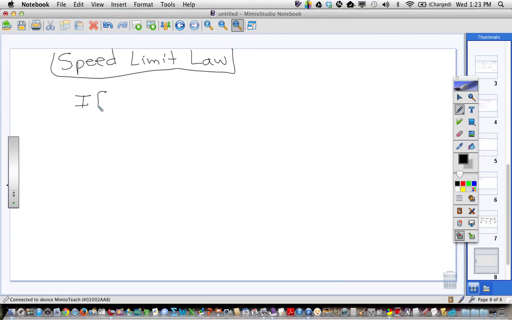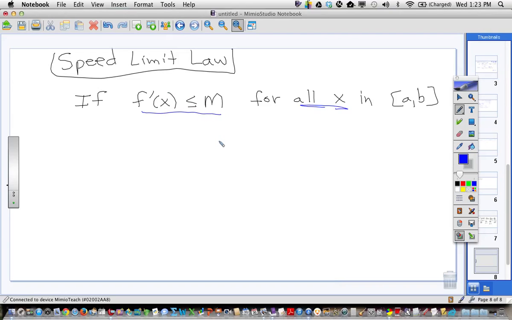If f prime of x is less than or equal to m for all x in the interval a, b. Okay, now the important parts of that are just for all, and then of course this part right here. And we're going to break that down here in a minute. But it just means all the time, in whatever interval you're in of that function, f prime of x is less than or equal to m all the time. Okay? We'll talk more about that in a second.